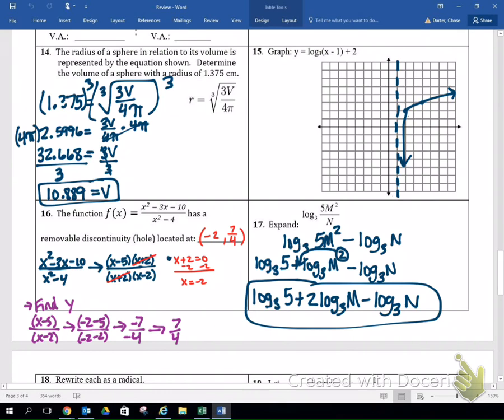So logs: if the inputs are being divided, break up the logs and put subtraction in the middle. If the inputs are being multiplied, break up the logs and put addition in the middle.